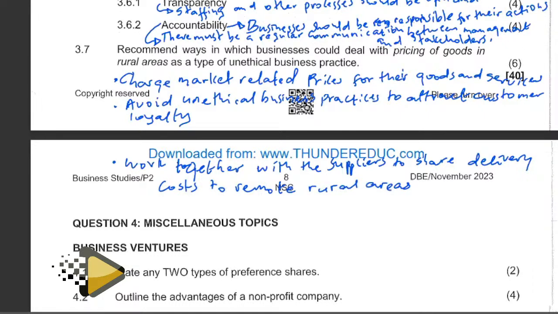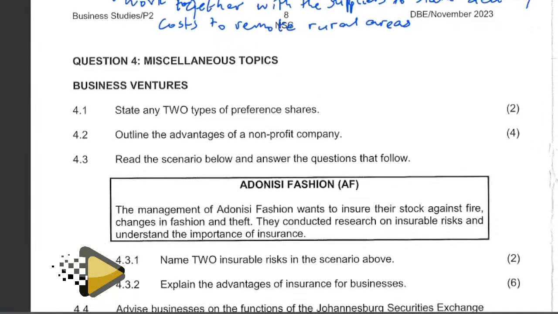Okay, right. So now we are done with this question. Let's move on to the next question, which is question 4. This question contains miscellaneous topics, meaning there are various topics under this question. So now the first question, which is 4.1, reads as follows.